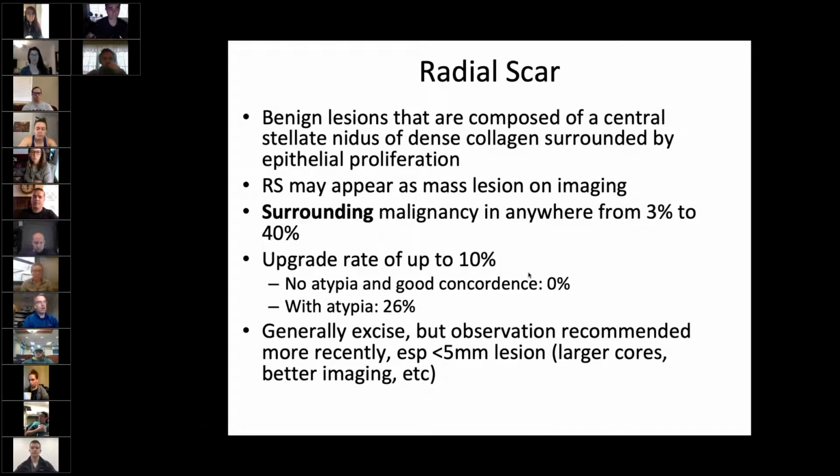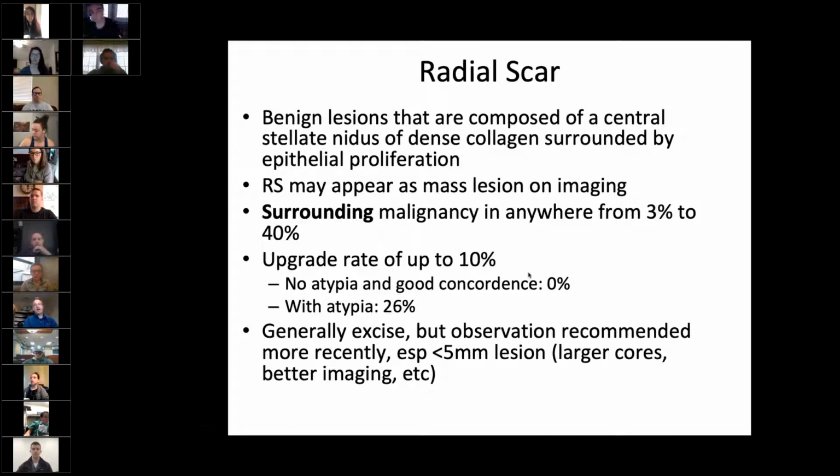So, you know, the bottom line is that these look like malignancies. They can hide malignancies. However, they can also have atypia within the scar tissue. So that dense scar tissue in the center could trigger a malignancy too, right? So the inflammation there could trigger malignancy. So you can see atypia within the scar, and that can have an upgrade rate of, from one paper, 26%.